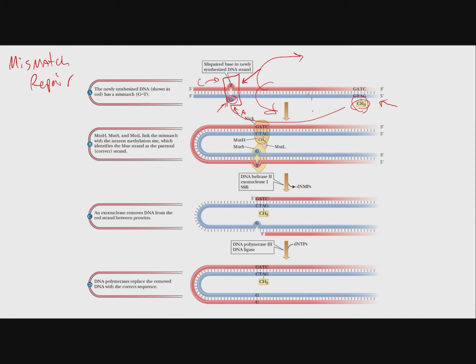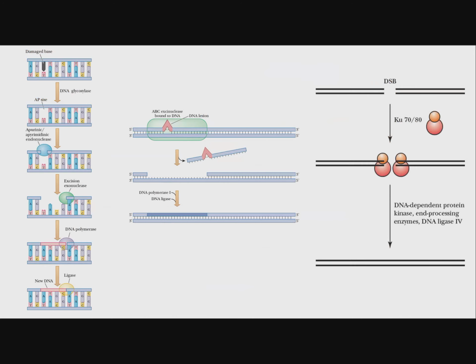This G gets brought near this methylation site. So now they're linked, and then the reds get cut off, because that's the mismatch. So the reds get cut off, and then they get re-synthesized. So they re-synthesize all of this. And then, again, as time goes on, those will both get methylated, and then during the next round of replication, that's how the body will know what the correct template is.